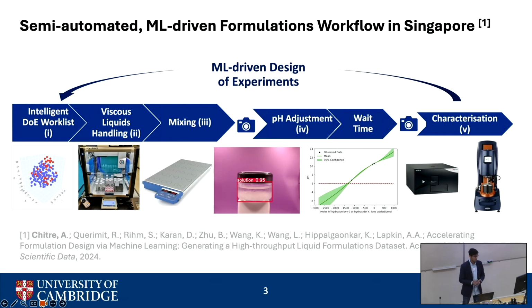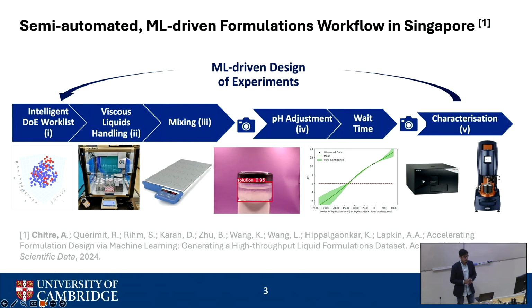So this slide summarizes an overview of the semi-automated machine learning-driven workflow that I developed in Singapore. It starts with a design of experiments worklist, which suggests which experiments to perform. These were then executed on the Opentrons OT-2 liquid handling robot, which we retrofit with a mass balance to be able to do viscous liquids handling. The formulations were then carried over to a multi-position magnetic stirrer and mixed for half an hour, after which we assess the formulations for stability by a visual inspection by eye.